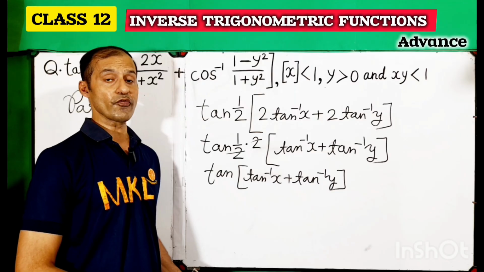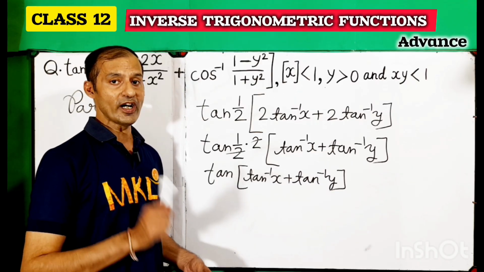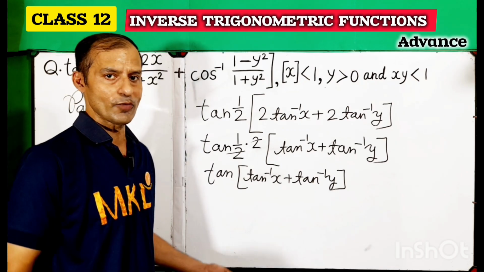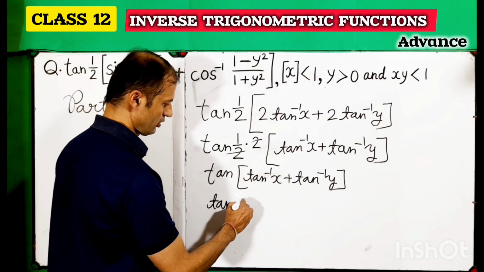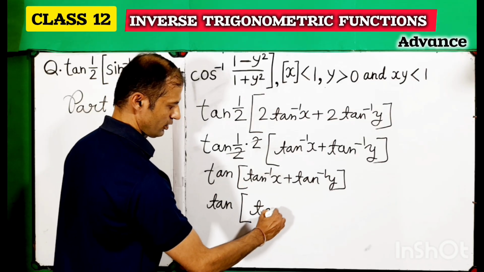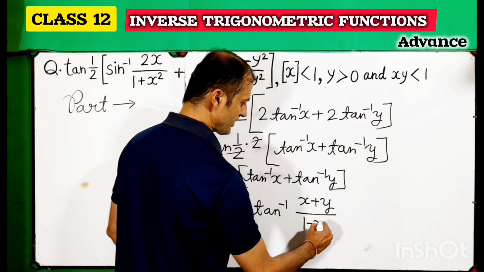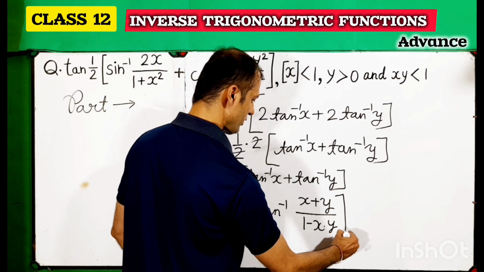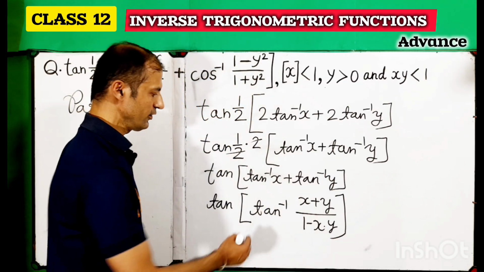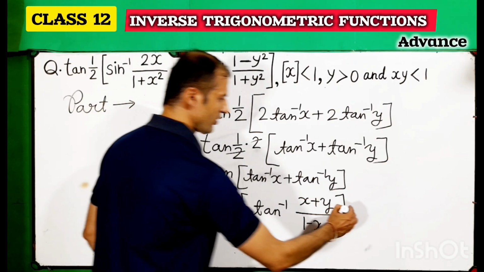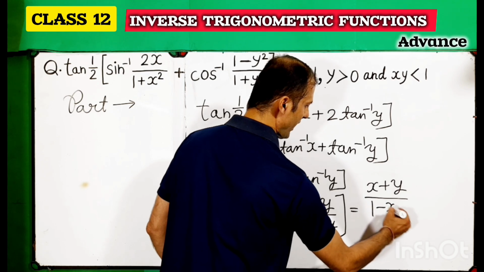As we know, tan inverse x plus tan inverse y, this is the formula of tan inverse: tan inverse of x plus y upon 1 minus x into y. So it will become tan of tan inverse of x plus y upon 1 minus x into y. Now we'll compare tan and tan. So what we'll find? We'll find x plus y upon 1 minus x into y.